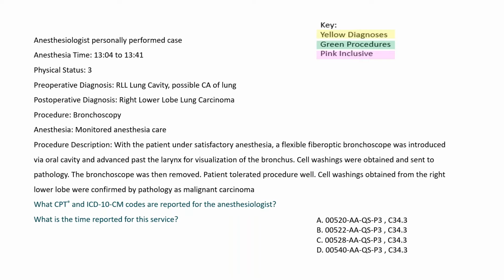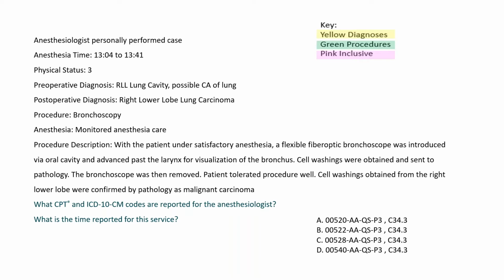Procedure description: with the patient under satisfactory anesthesia, a flexible fiber optic bronchoscope was introduced via oral cavity and advanced past the larynx for visualization of the bronchus. Cell washings were obtained and sent to pathology. The bronchoscope was then removed. Patient tolerated procedure well. Cell washings obtained from the right lower lobe were confirmed by pathology as malignant carcinoma.